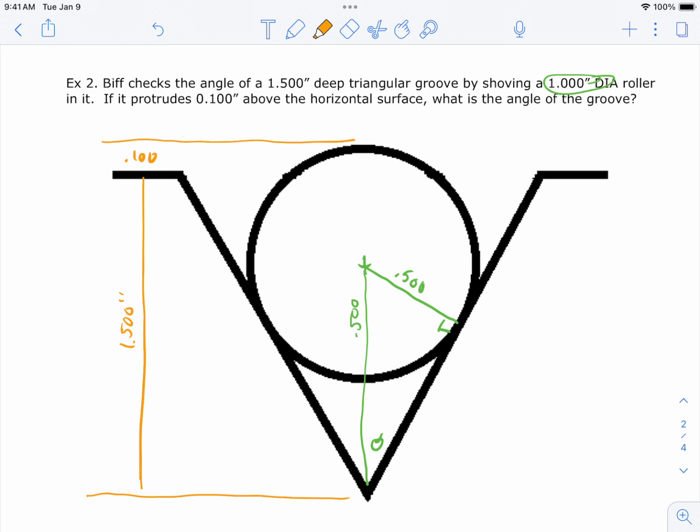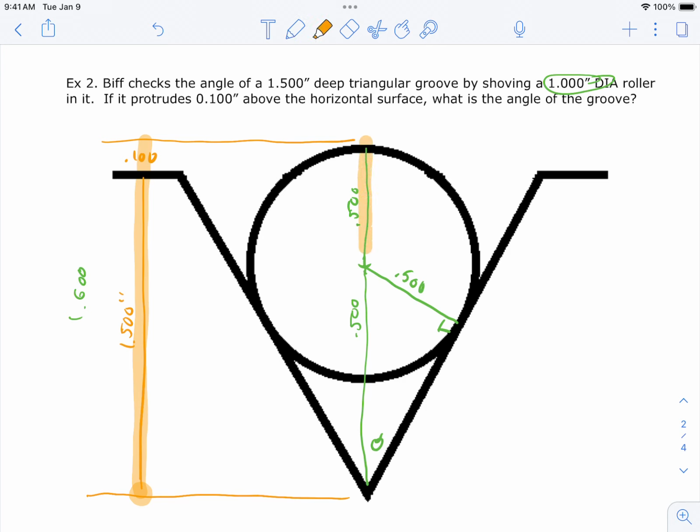Well, I could try to bring in this information out here. I also know that from here to here is 0.500 inches, right? It's the radius all the way around, no matter which way you point. Oh, look what we got here. Starting here, if you go all the way up to the top, how far have you gone? You've gone 1.5 plus 0.1. This is 1.600 all the way to the top.